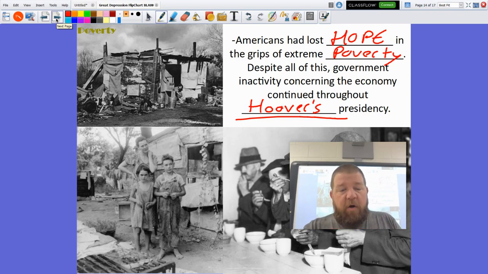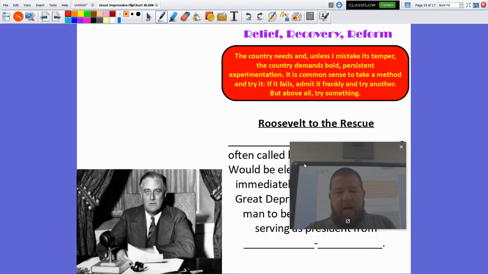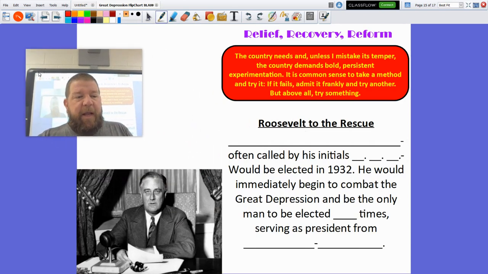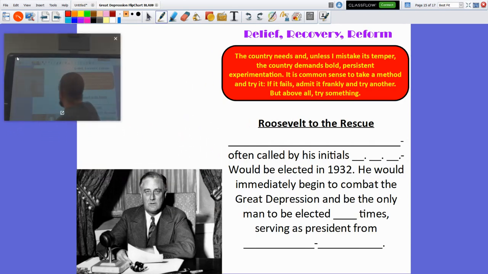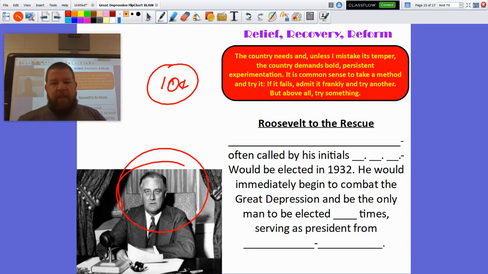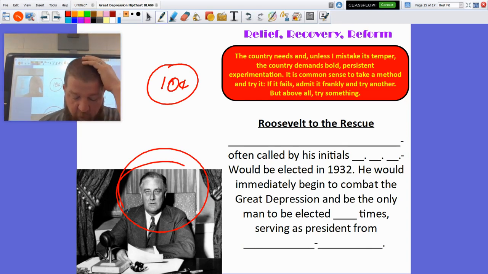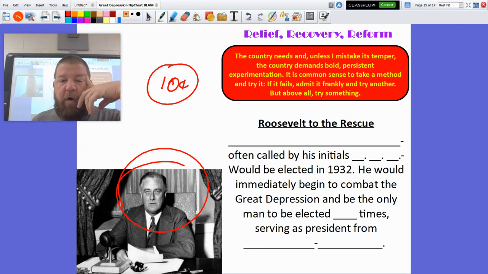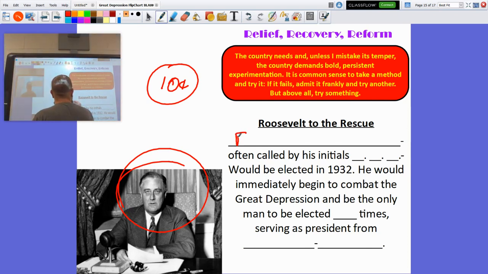So what's going to change all of this? What's going to be the turning point? It's going to be an election, all right? And the election of this man, by the way, is why when you pick up a 10-cent piece, you see this guy's face on it, all right? And his name is Roosevelt. So if you look at your notes, it says the 3 R's, Roosevelt to the rescue. His name is Franklin Delano Roosevelt.